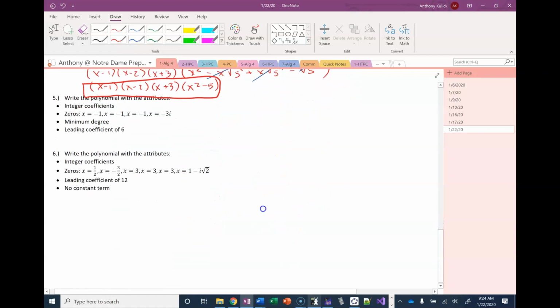Okay, you guys said you were also interested in 6. So let's do that. I'm going to start the same way with the integer coefficients. I'm going to go through my list and see if there's any irrational solutions. There's not, but there is an imaginary one, this guy right here, right? So I'm also going to need its conjugate on this list. What is the conjugate to 1 minus i root 2? It's 1 plus i root 2. Everybody's okay there?